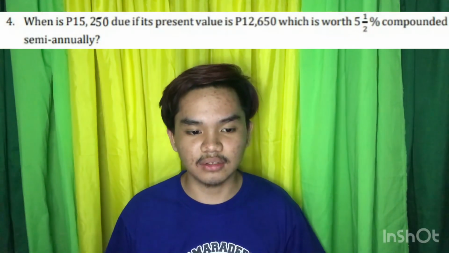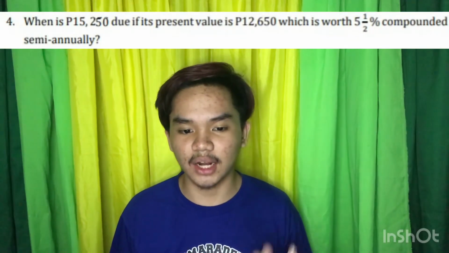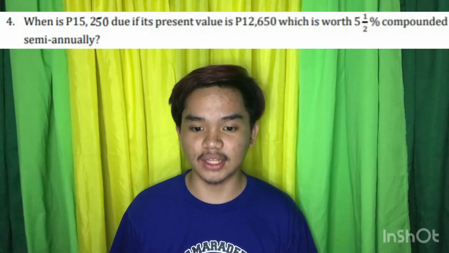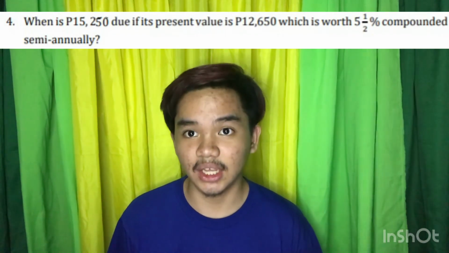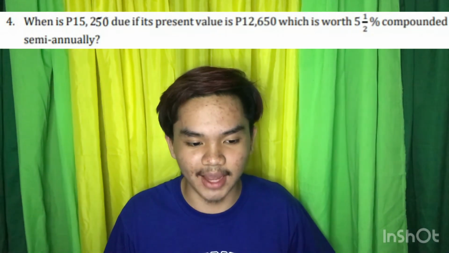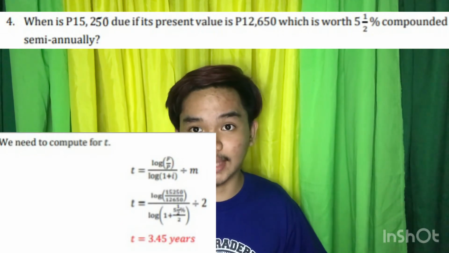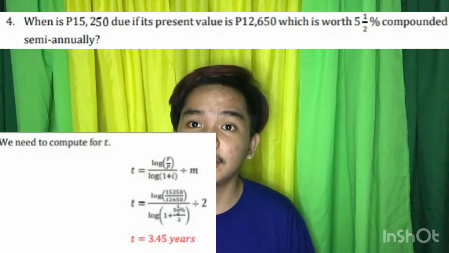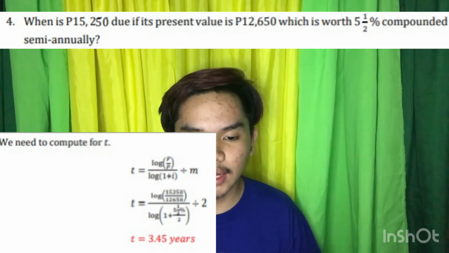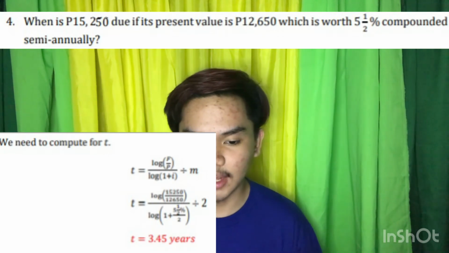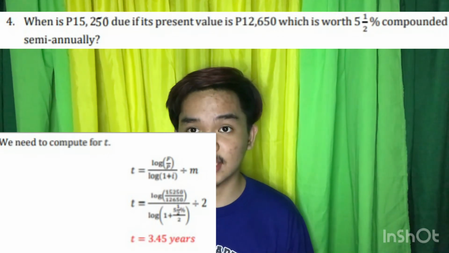So, for our example number 4, we have when is 15,250 due if its present value is 12,650 which is worth 5.5% compounded semi-annually. Ngayon naman ay semi-annually siya magbabayad. So, we need to compute for the time or letter T. So, ganito ulit yung formula, alam na naman natin. So, ang ating final amount is yung 15,250, divided by the principal, which is 12,650.